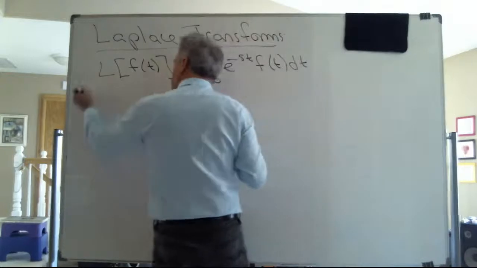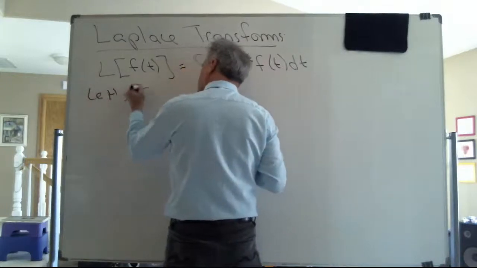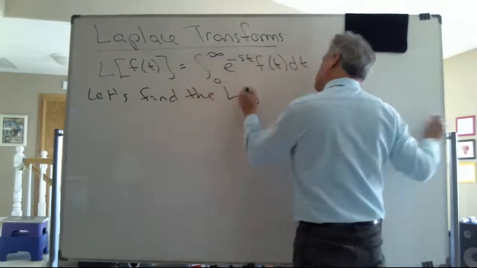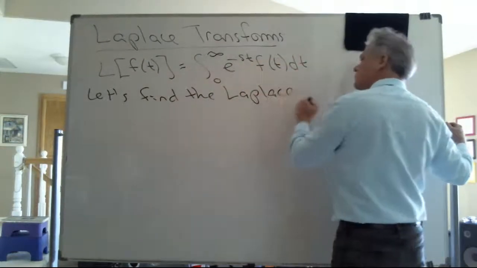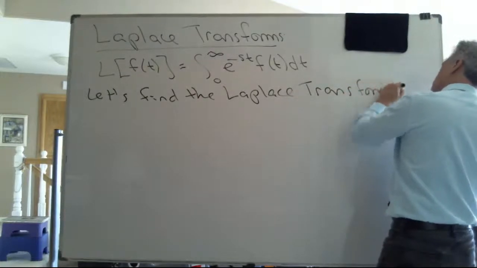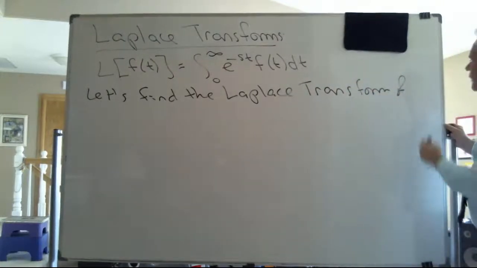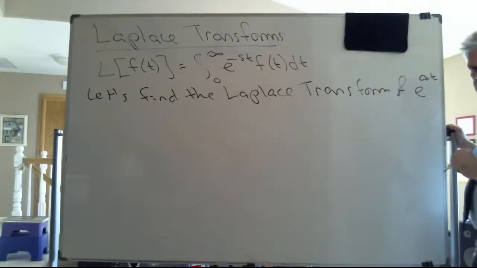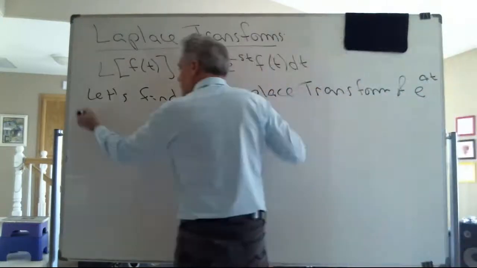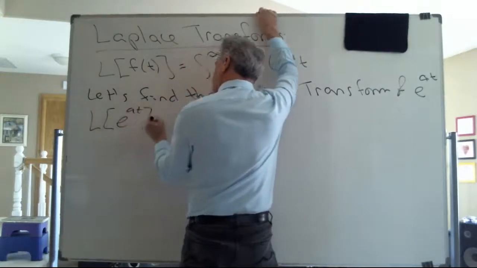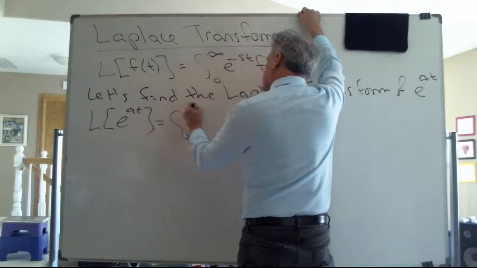So let's find the Laplace transform of this function right here, e to the at, where a is just a constant. By definition, the Laplace transform of this f of t is this improper integral.